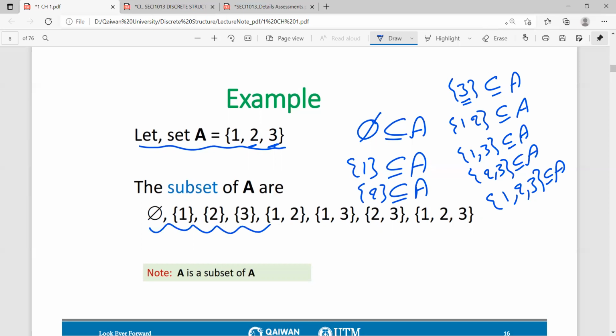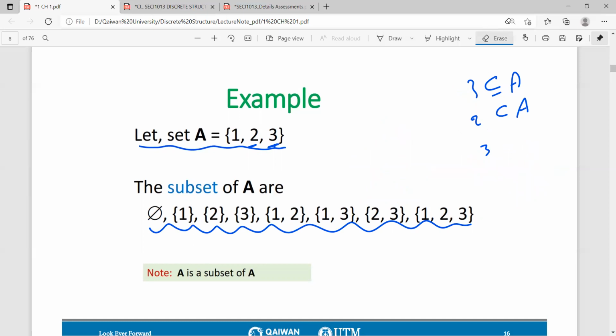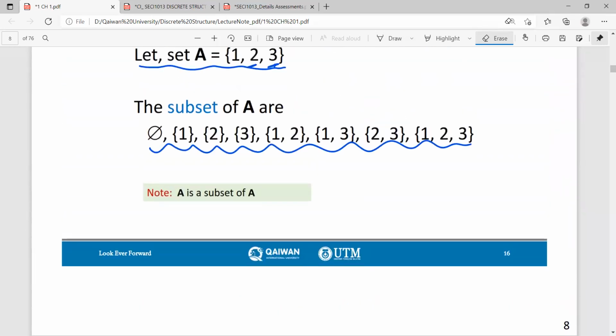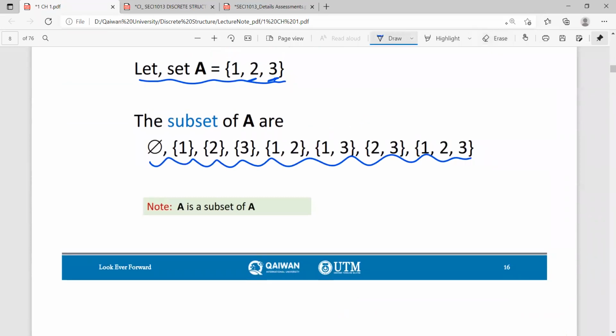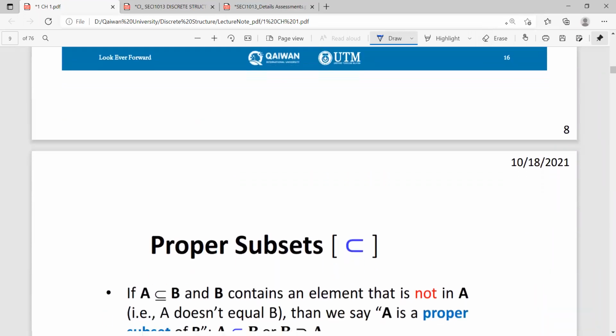So the list of all subsets of A is these sets. Okay. So here, these sets are the list of subsets of A. As you see, the set A itself is also a subset of it. And here we say that every set is a subset of itself.